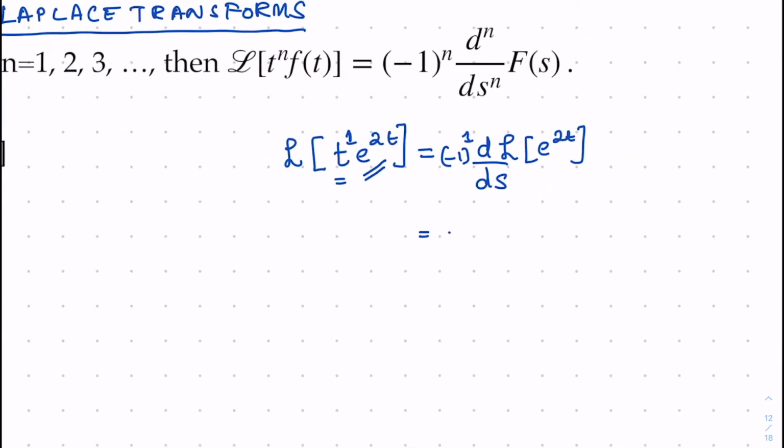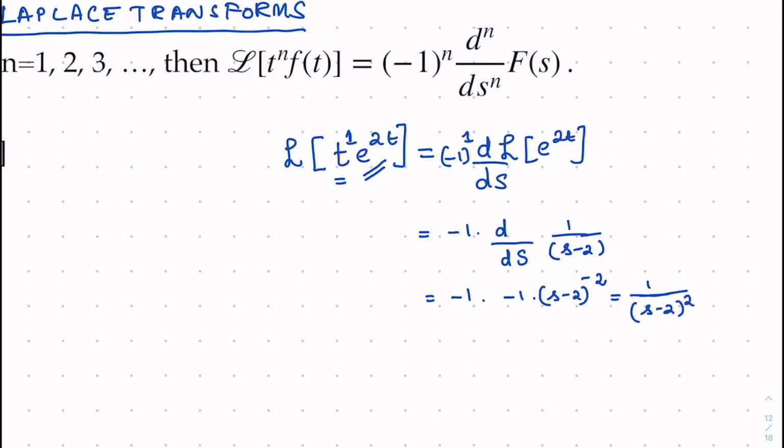Then you would see that this is -1 times the derivative of whatever function we're going to get in a moment with respect to s, right? When I do that, we know that the Laplace of e to the 2t would be 1 over s minus 2. And if I find the derivative of this, you all know this would be -1 times s minus 2 to the -2, and if you simplify, this is going to be 1 over s minus 2 the whole squared, right? And that is that one.